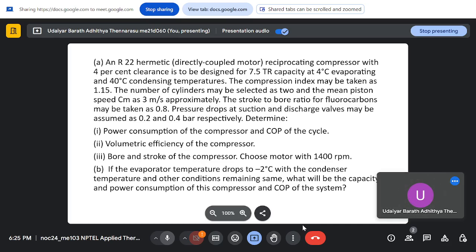So to break it down, we have an R22 compressor which has a 4% clearance volume, and it is used for a cooling application with a cooling requirement of 7.5 tons. This is operating between 4 degrees Celsius evaporating and 40 degrees Celsius condensing temperature. The compression index is also given, and the mean speed is also given, and your motor speed is also given, and there are also pressure drops across the valves, which are mentioned, and the stroke to bore ratio is given as 0.8. So we need to find out the rest. We'll see how to solve this.